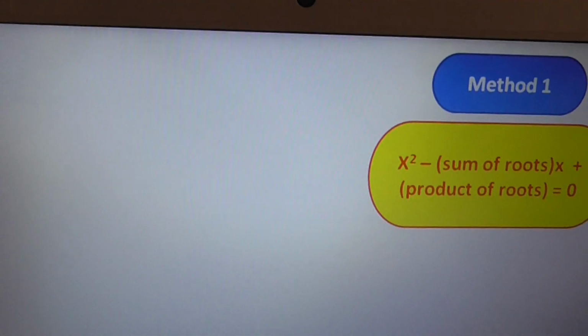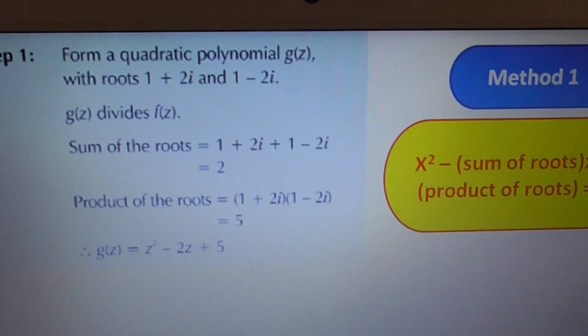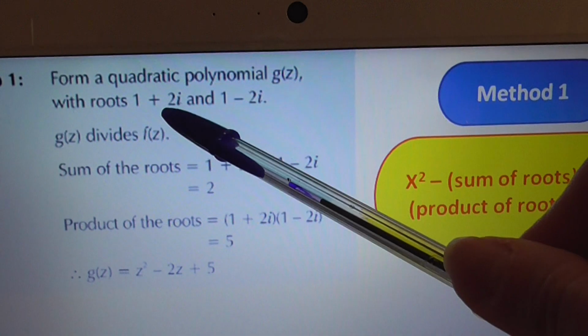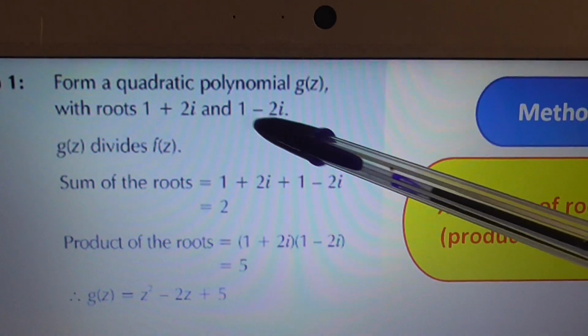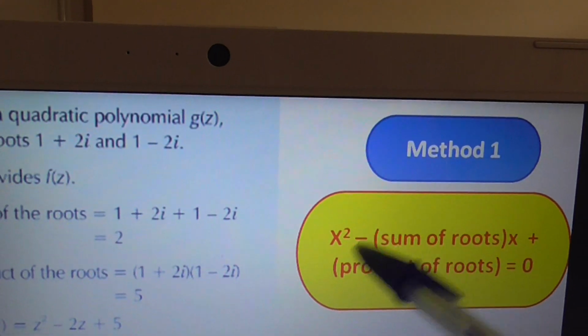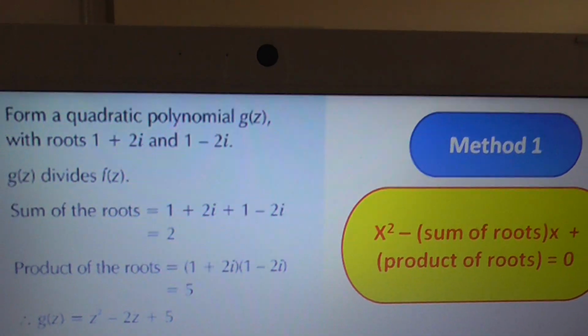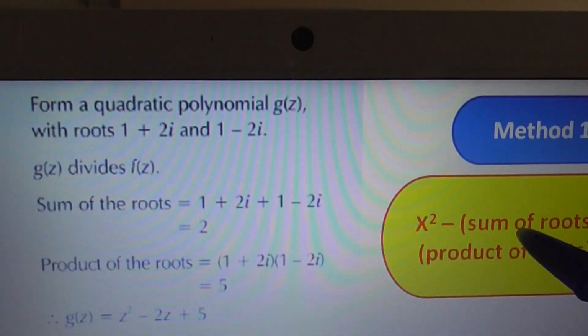It doesn't really matter which method you want to use, method 1 or method 2. So we know that 1 plus 2i is one of the roots, and its conjugate, 1 minus 2i, is the other root. We can use this method, z squared minus the sum of the roots times z plus the product of the roots is equal to 0. So you can go with method 1 if you want.